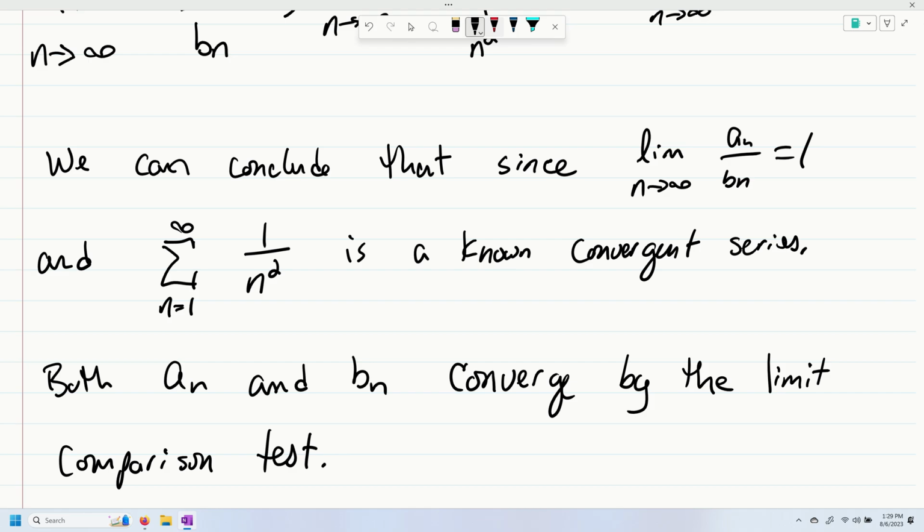And that's it. So for this example, we had to switch our approach up a little bit because we didn't meet the condition for a comparison test. So just go ahead and take the limit comparison test. All right, so let's look at some examples doing this, okay?